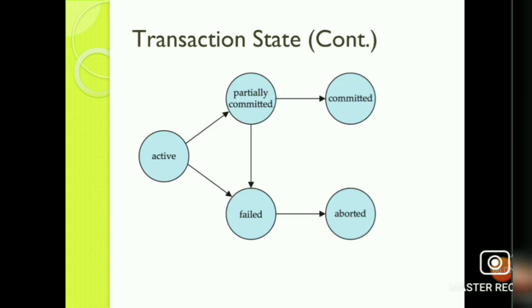So these are the various states in the pictorial representation. Initially in active state. After that, it will be either in partially committed state or failed state. After partially committed, it will go to the committed state, or it may fail and come to failed state. If the transaction fails, it has to finally go to aborted state. If the transaction completed successfully, it will go to committed state. So these are the 5 states of a transaction.